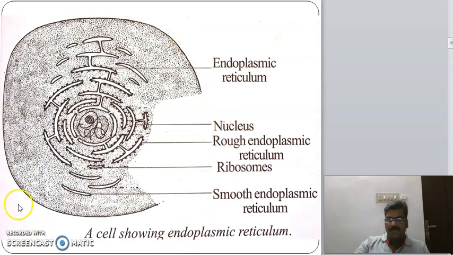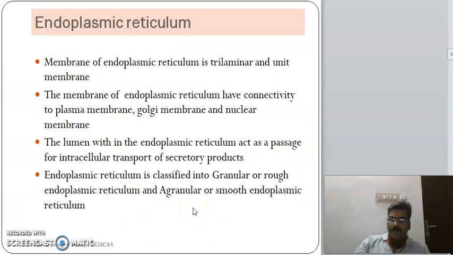And if you see the diagrammatic sketch of a cell, you can see the endoplasmic reticulum, and this is the central nucleus, and it is connected and reaches the cell membrane outside. The membrane of endoplasmic reticulum is trilaminar, and they have connectivity to the plasma membrane, Golgi membrane, and nuclear membrane. The endoplasmic reticulum always acts as a passage for the transport of secretory products.